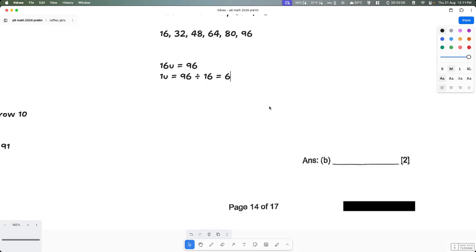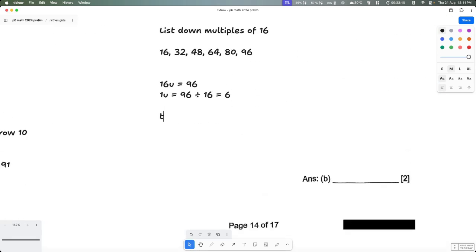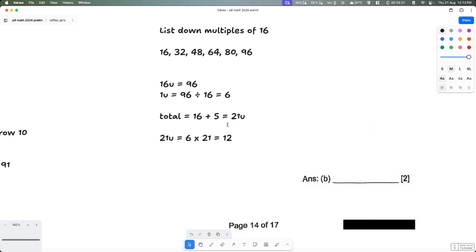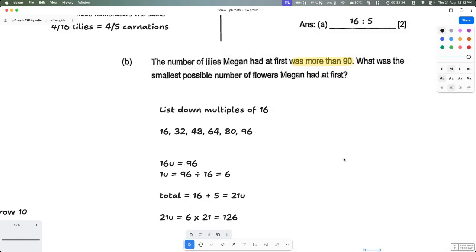So total units is 21, right? Total is equal to 16 plus 5, which is equal to 21 units. So 21 units is equal to 6 times 21, and 6 times 21 will give us 126. Okay, there you go. So that's the answer, 126. All right, let's move to the next question.